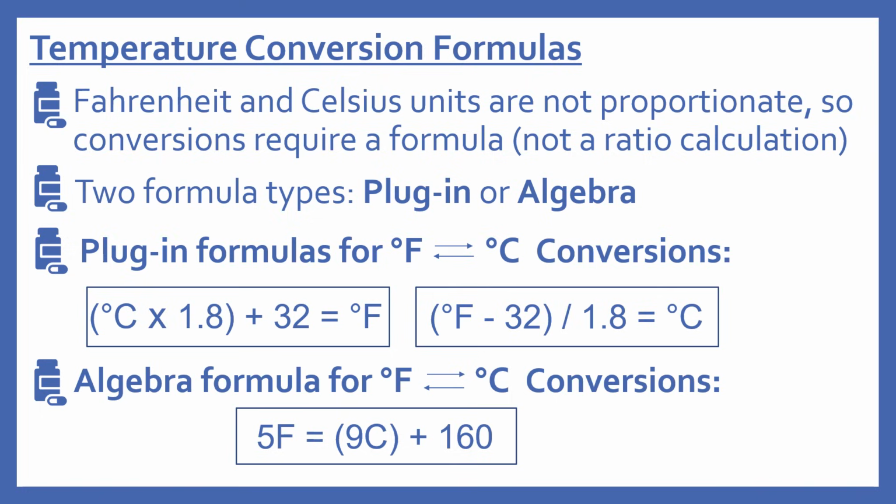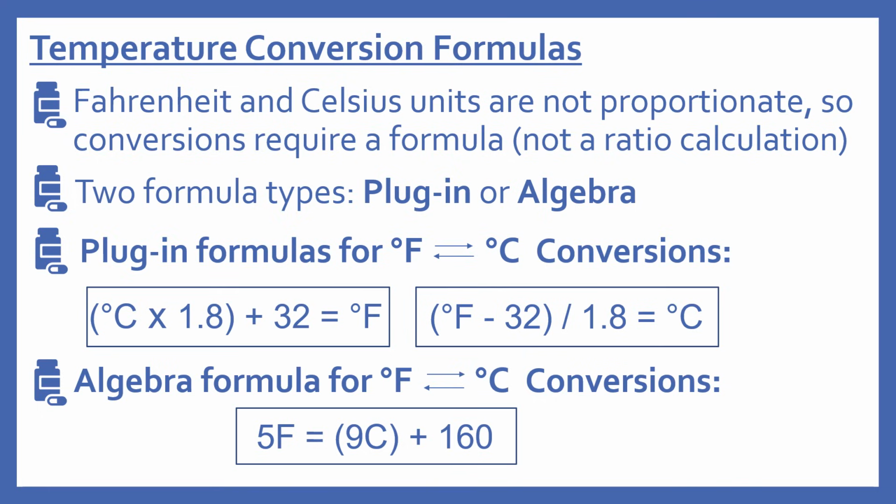So the plug-in formulas for Fahrenheit and Celsius conversions, there are two of them. Celsius times 1.8, and that's in parentheses, so it means you do that part first, plus 32, that will give you the degrees Fahrenheit. And then to calculate the degrees Celsius, you take the Fahrenheit temperature minus 32, and that's in parentheses, so that means you do that first, then divided by 1.8. So that will give you the degrees Celsius.